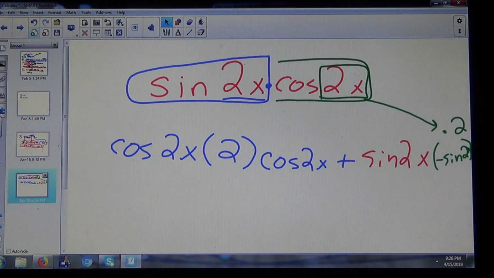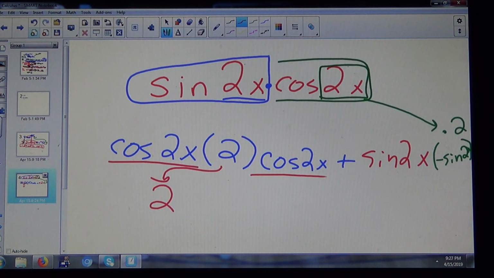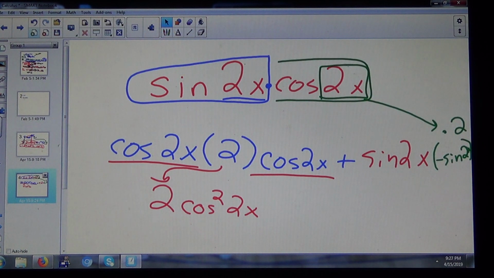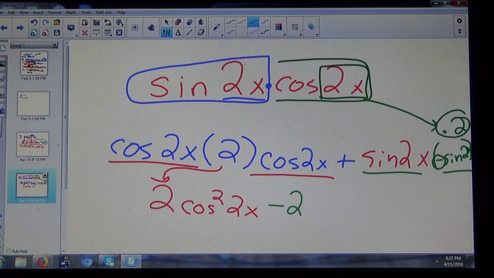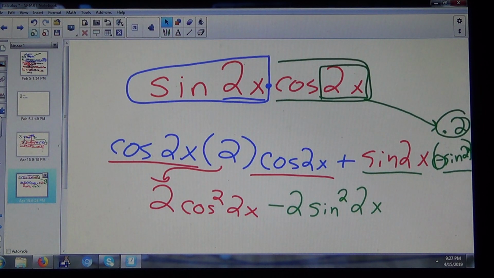Okay, so if I look here, and I'm multiplying, this 2 would come out in front. I have cosine 2x times cosine 2x gives me cosine squared of 2x. And then here, I have a 2 and this negative, so a negative 2 comes out in front, and then sine of 2x times sine of 2x gives me sine squared of 2x. Okay? And that would be my answer.